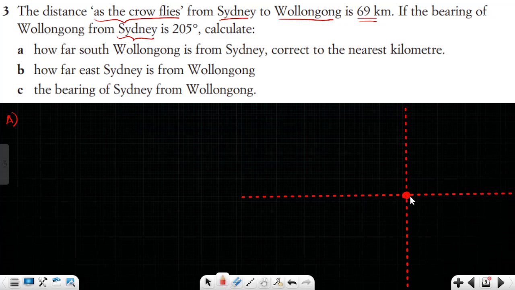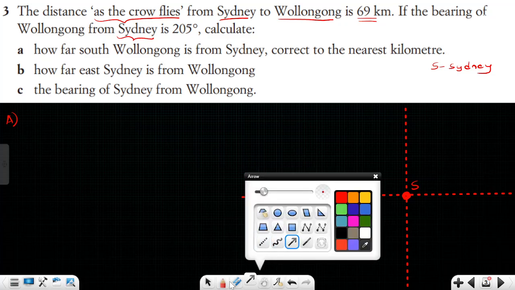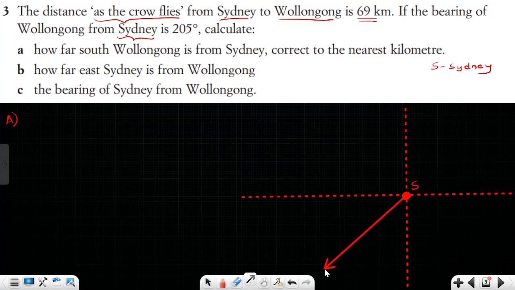Let's call this S, I'm calling S matlab Sydney. I'll write it here. From Sydney, 205 degree. 205 matlab how it will be there? Somewhere here. So this is, I'm calling it as Wollongong. This whole angle, whatever is there, this angle is 205 degree. So this length they have given as 69 kilometers.